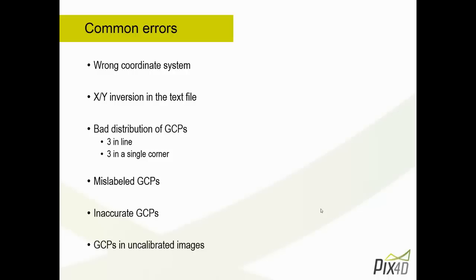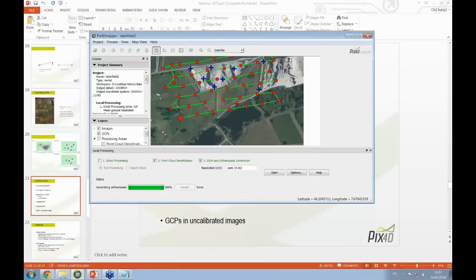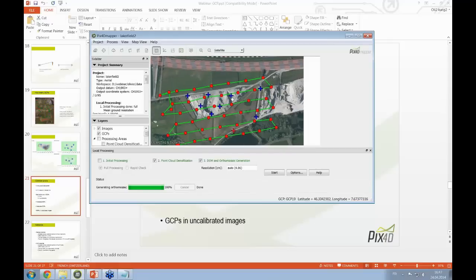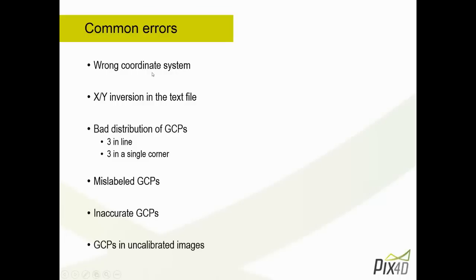And usually you can detect when this happens when you go back in the software and you look at the map view. If you don't see the blue crosses in the map view, this probably means that you made a mistake by either having the wrong coordinate system or that you inverted in your text file the X and Y position. This will either put you back somewhere in the water in a totally wrong position or display them all in one single dot.